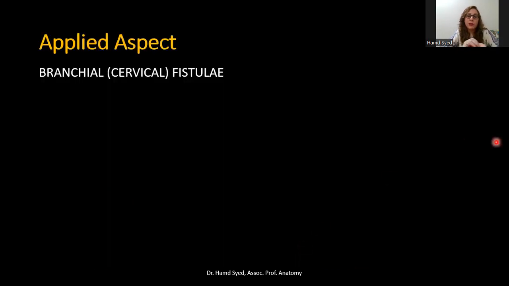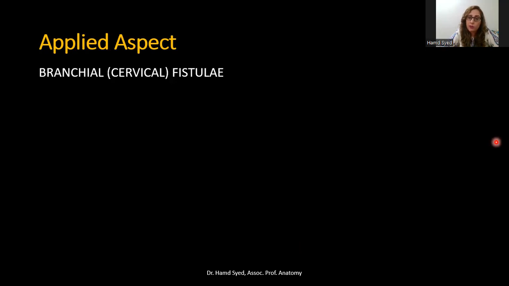Now, after having discussed the essential developmental aspects related to the pharyngeal apparatus, now we're going to be talking about the applied aspect. I would like to discuss the fistulae with you, the cervical fistulae. What is a cervical fistula? Fistula is an abnormal communication between two epithelial surfaces. And the branchial fistulae are those which are present in the neck region.